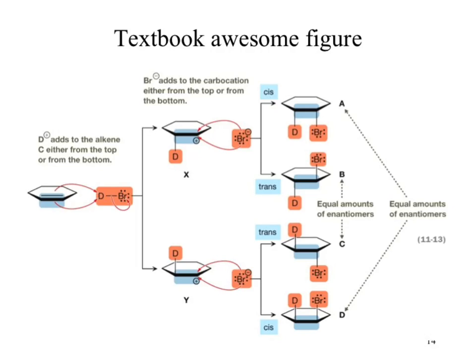Your textbook has this nice figure. They did something a little bit different in this one. What did they change in this reaction? What type of reaction is this? Addition. Which type of addition? Hydrohalogenation means there should be a hydrogen. Where's the hydrogen? D represents deuterium, which is hydrogen. Why are they introducing deuterium into this?